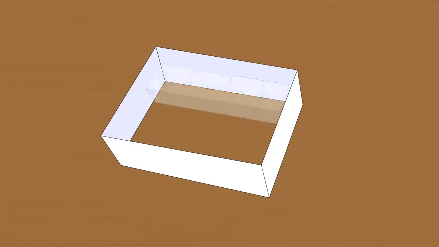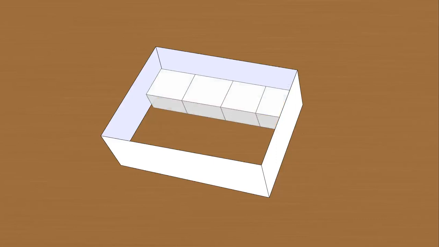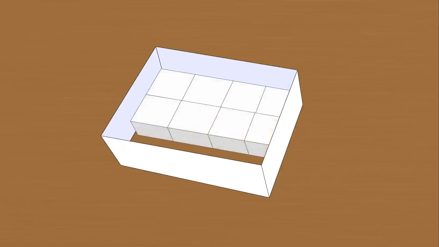Method: put 4 unit cubes in the container and fit them along its length. Put 4 more unit cubes in the container along the first row. Put 4 more unit cubes in the container along the second row. Thus, we have 4 + 4 + 4 = 12 cubes in the first layer.